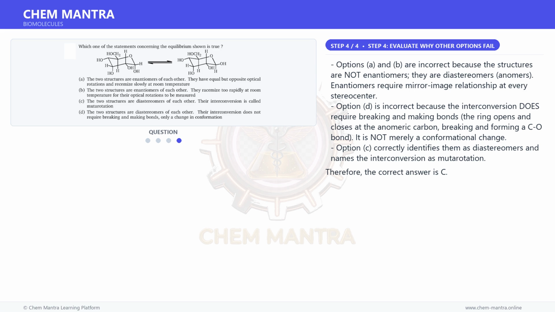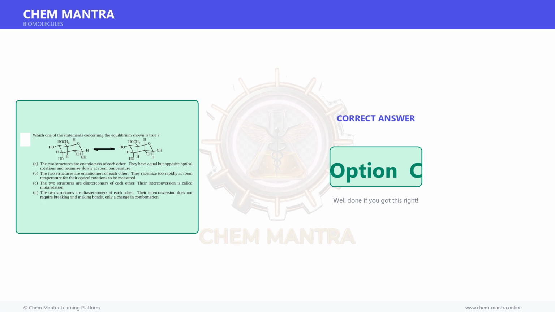Option C correctly identifies them as diastereomers and names the interconversion as mutarotation. Therefore, the correct answer is option C.